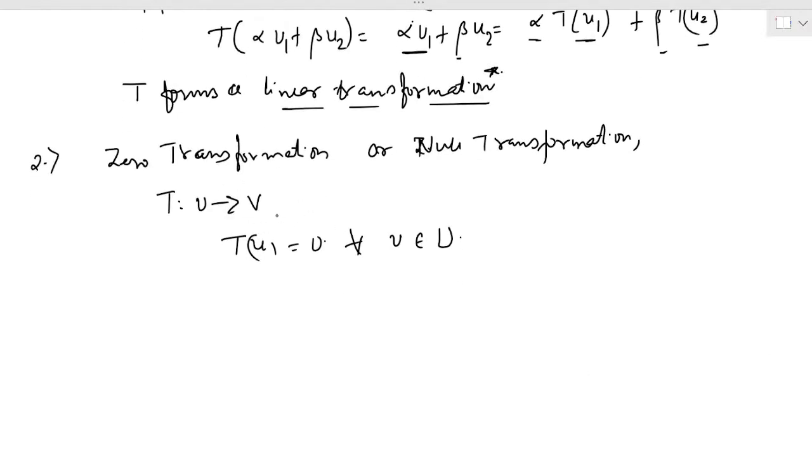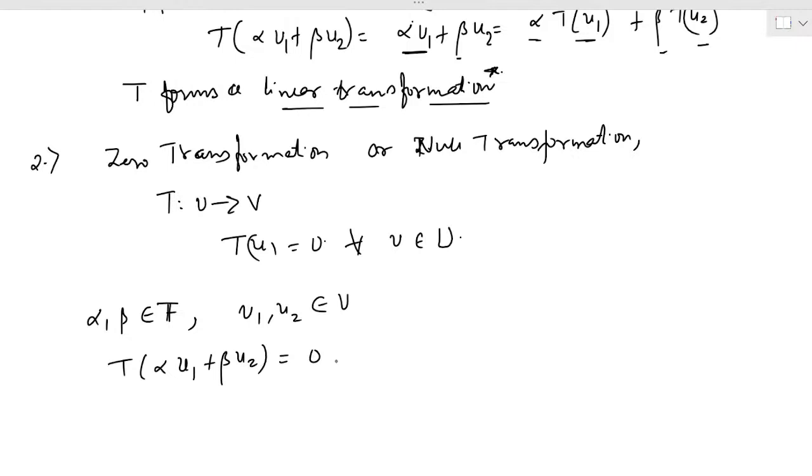Does it form a linear transformation? Let us see. Let us say alpha and beta belong to field F, and let's say u1 and u2 belong to U. Then T times alpha u1 plus beta u2 would be equal to 0, or you write it as alpha times 0 plus beta times 0. This is one and the same thing. Or you write alpha times Tu1 plus beta times Tu2. So clearly, this null transformation or zero transformation also is a linear transformation.